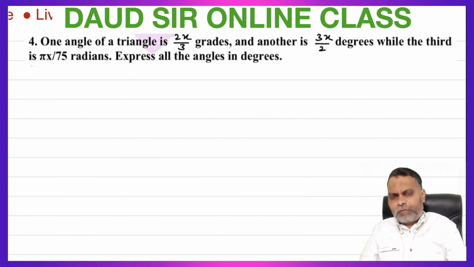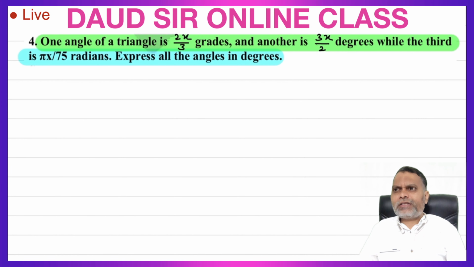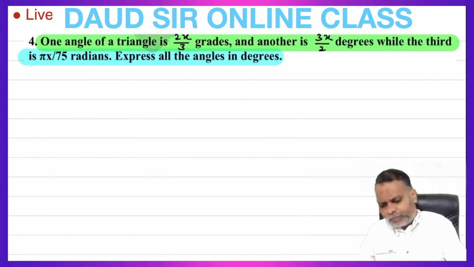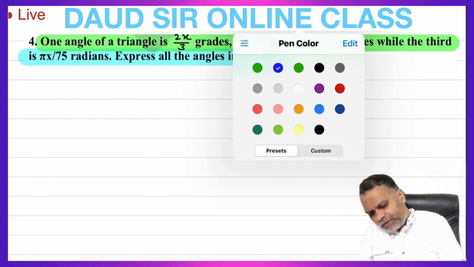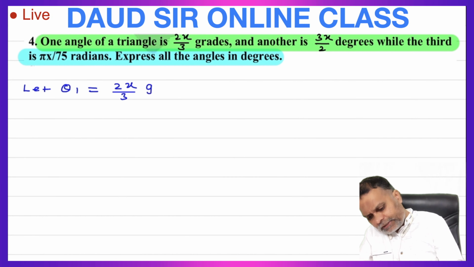Question number 4. Here one angle of a triangle is given as 2x upon 3 grades, another is given as 3x upon 2 degrees, and the third angle is given as pi x upon 75 radians. So we have to convert them into degrees only. So first, let theta 1 is equal to 2x upon 3 grades.